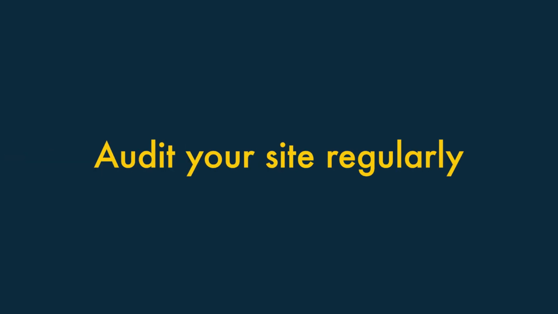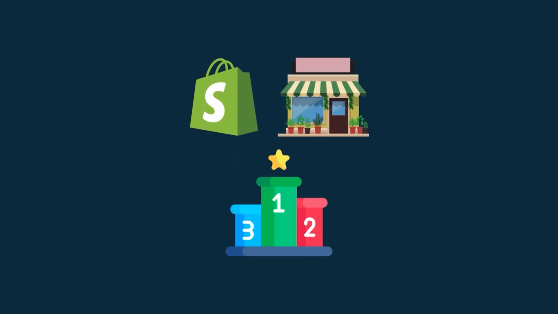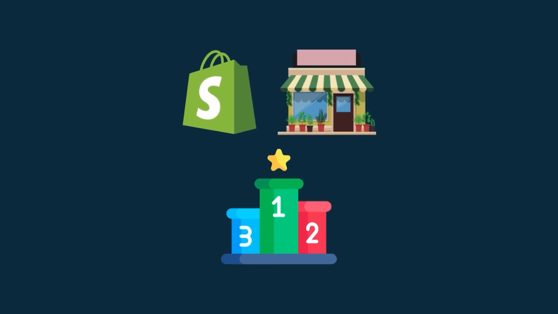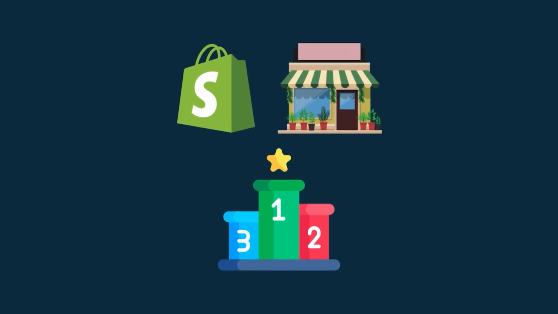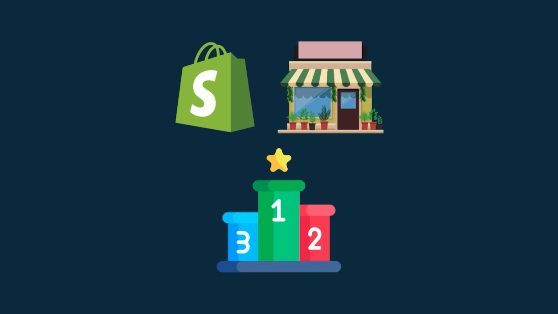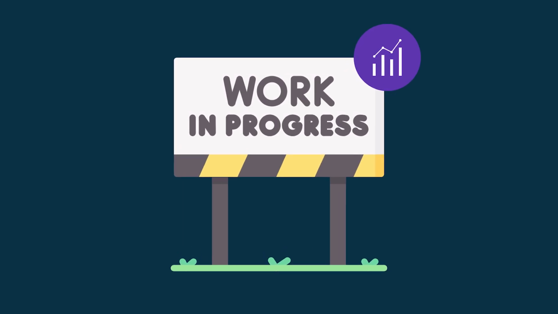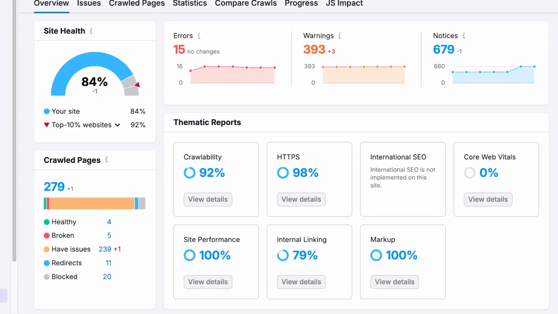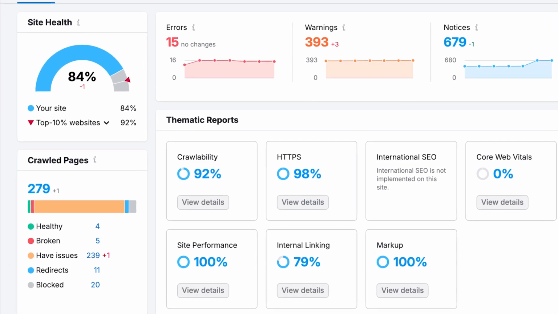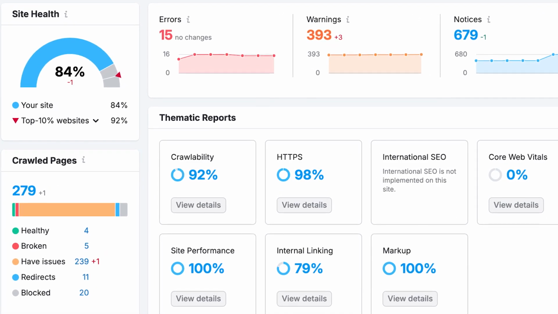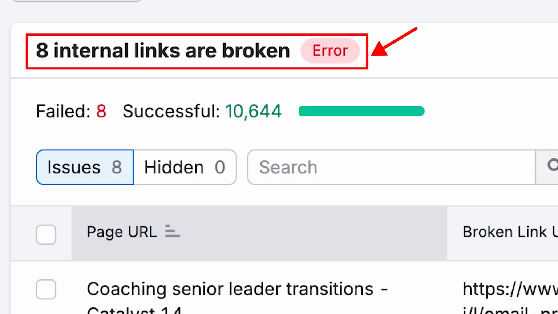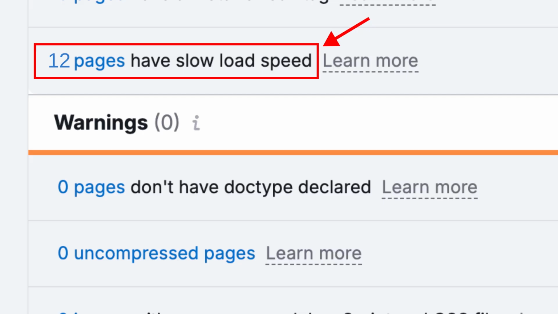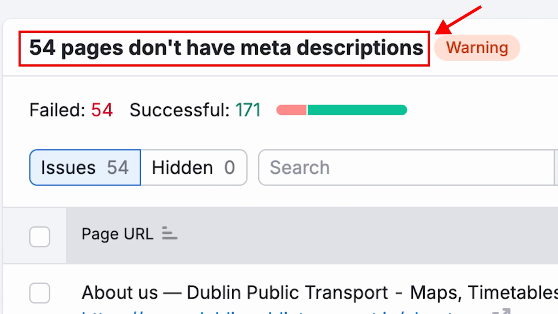16. Audit your site regularly. Once you've implemented all the steps in this video, your Shopify store will have a much better chance of ranking higher in search engines. However, SEO is an ongoing process and you can't just stop there. It's important to conduct regular technical SEO audits of your website. These will help you spot any problems that develop and that you need to fix. These can include things like broken internal links, slow pages, and missing meta descriptions.